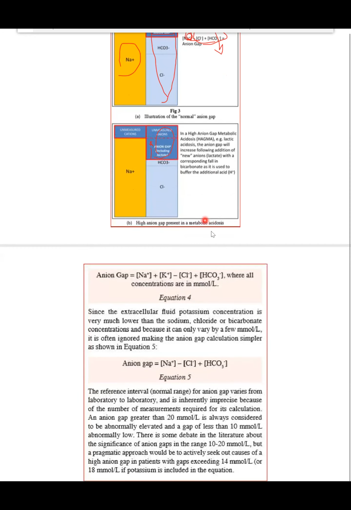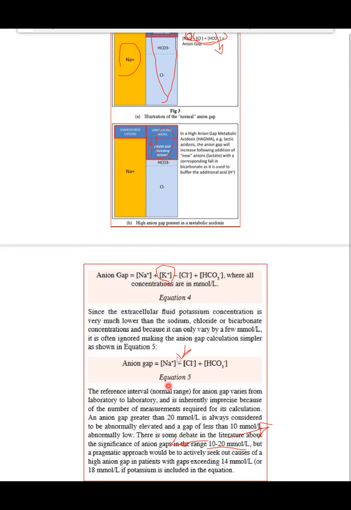We have some known question. Why anion gap is calculated with or without potassium? Okay, where is potassium? No potassium. Okay, so the reference interval or normal range for anion gap is 10 to 20 millimole per liter. Okay, why this range? Because if it's less than 10, it will be abnormal, and more than 20 will be abnormal.